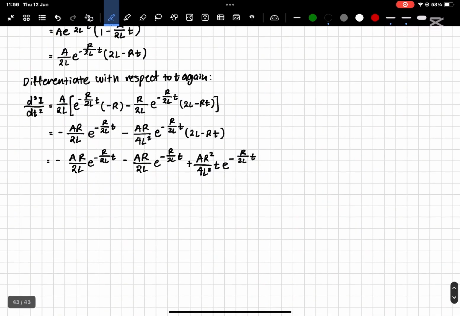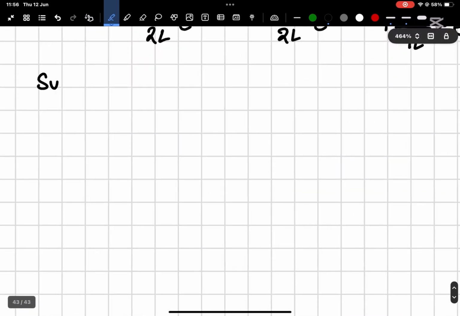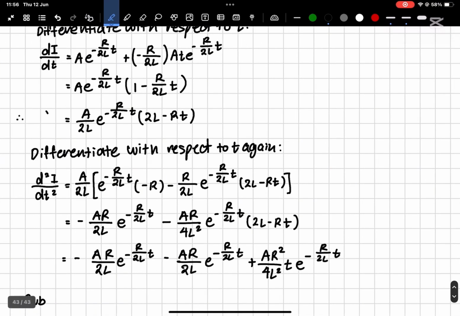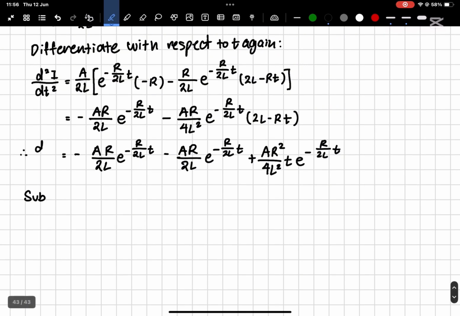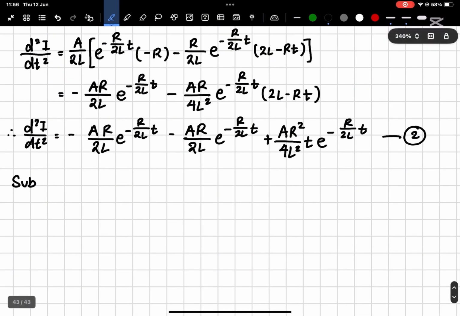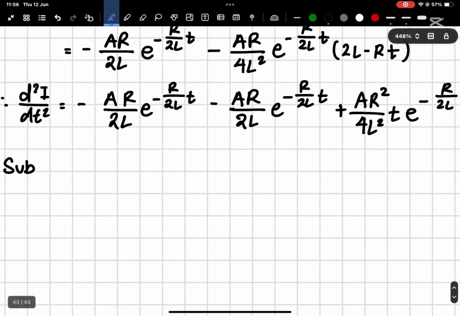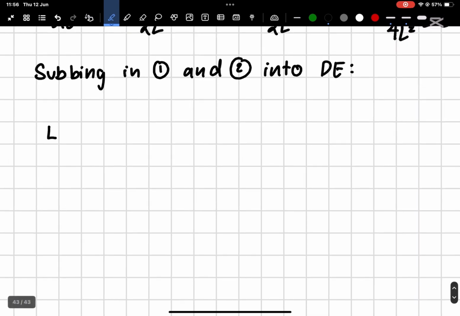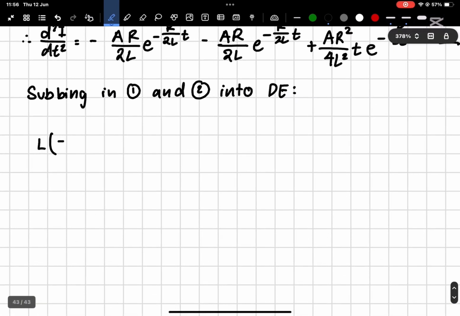So actually what I would do personally, therefore this is your di/dt term, this is expression 1. Therefore, d²i/dt² is expression 2. So you can use it to further clean up your answers. So subbing in 1 and 2 into your differential equation, you have L. Oh damn, that's freaking huge, but we persevere.